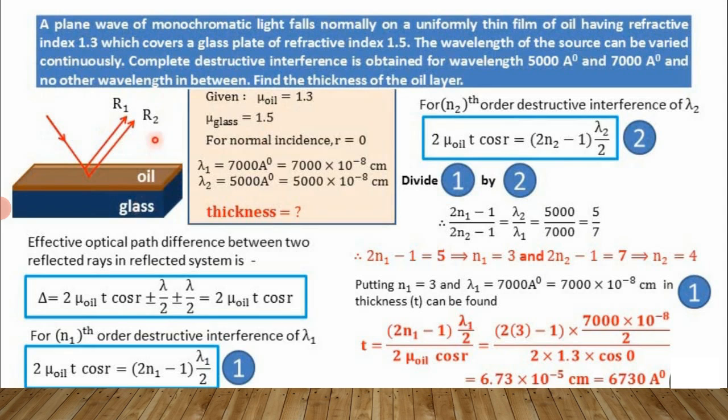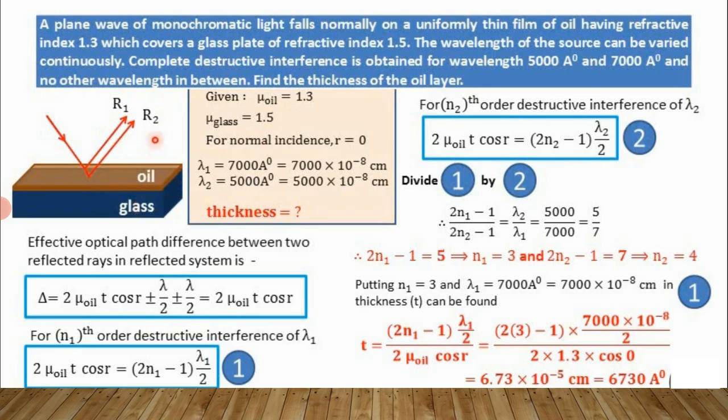Therefore (2n1 minus 1) upon (2n2 minus 1) is equal to lambda 2 upon lambda 1. Then we already know the wavelengths. Lambda 2 is 5000, lambda 1 is 7000. Lambda 2, 5000, divided by lambda 1, 7000, is equal to 5 upon 7.